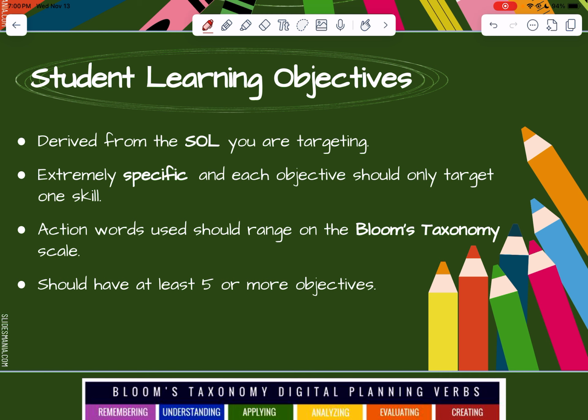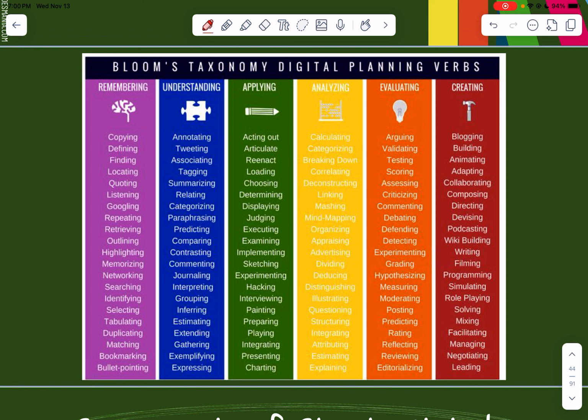Action words used should range on the Bloom's taxonomy scale, and you should have at least 5 or more objectives for any lesson plan. Honestly, if you think about it, you could have 10, 15, 20, even for a simple lesson plan, because of all the different ways students can be learning. And so here are those categories and a list of different terms and verbs that you can use.